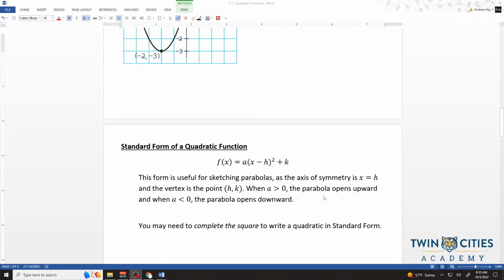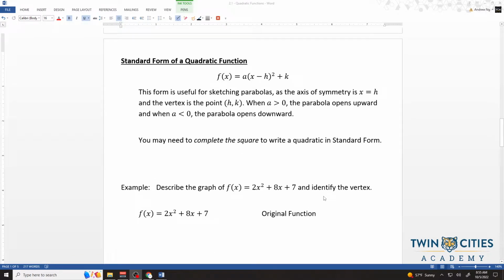Let's take a closer look. This is the standard form of a quadratic function. F of x equals a times x minus h squared plus k. Now this is particularly useful for sketching these parabolas because the axis of symmetry is x equals h. Note here x equals h, but in our standard form this is x minus h. And the vertex is the point h, k. And as we had mentioned before, when a is greater than 0, so when a is positive, the parabola opens upward. And when a is less than 0, or when a is negative, the parabola opens downward.